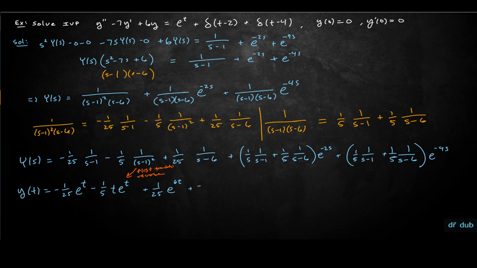plus, and then I'll put a u of t minus 2 out front, times 1/5 e to the t minus 2 plus 1/5 e to the 6 times (t minus 2), plus u of t minus 4 times 1/5 e to the t minus 4 plus 1/5 e to the 6 times (t minus 4). And that is our solution.